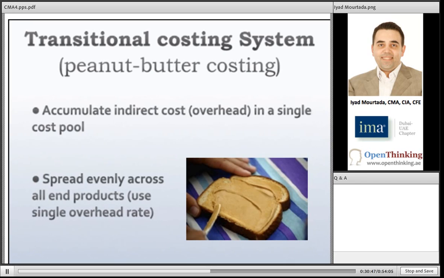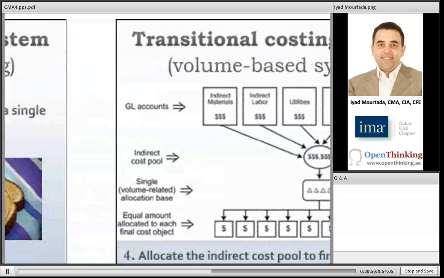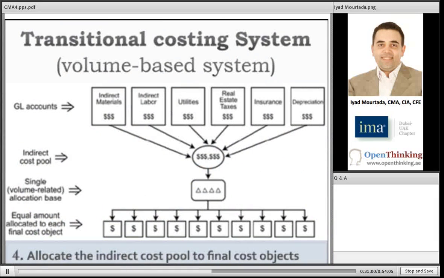What kind of drivers are driving the cost of each production, of each activity, and based on that we decide. So in that way, it's not about spreading the cost all over, but rather understanding what kind of activities there are and how this happens. So look at it here.